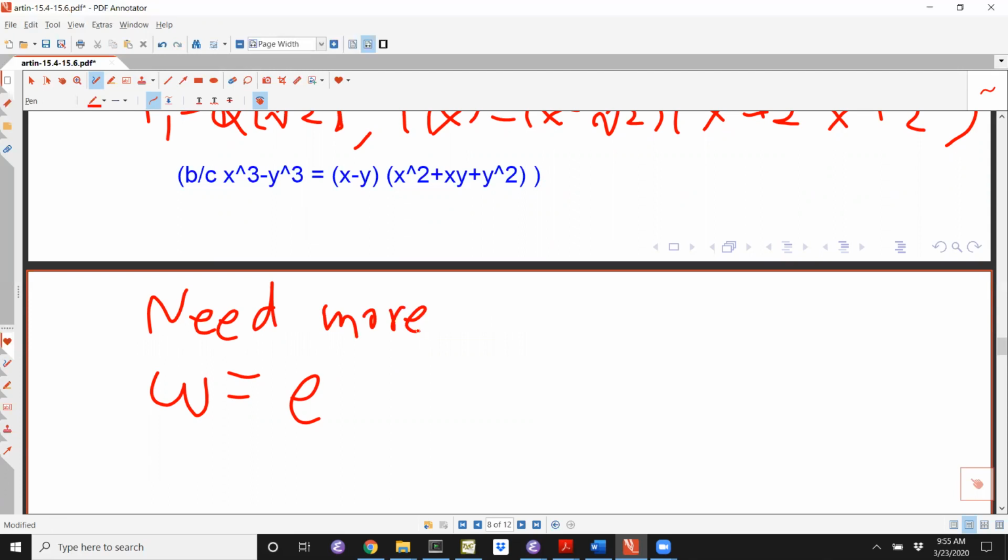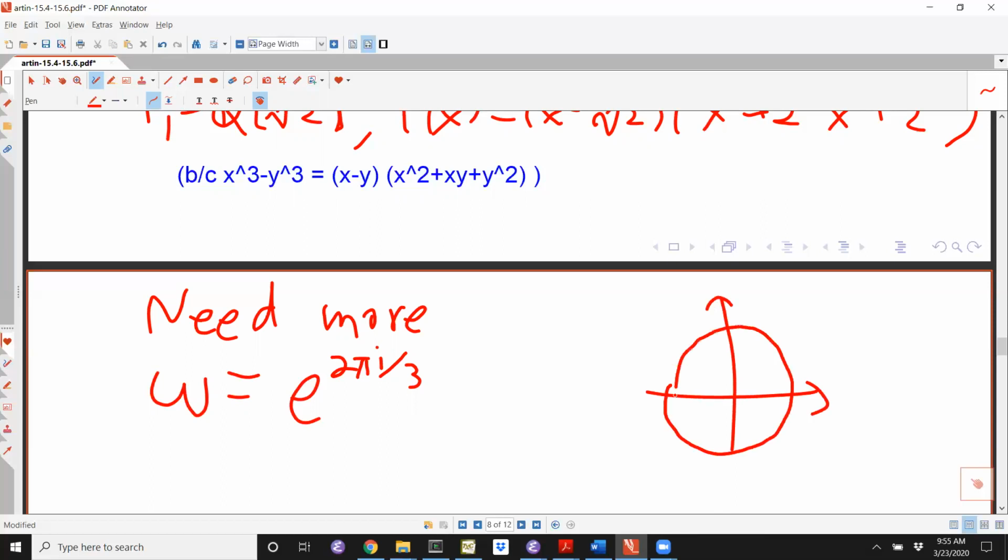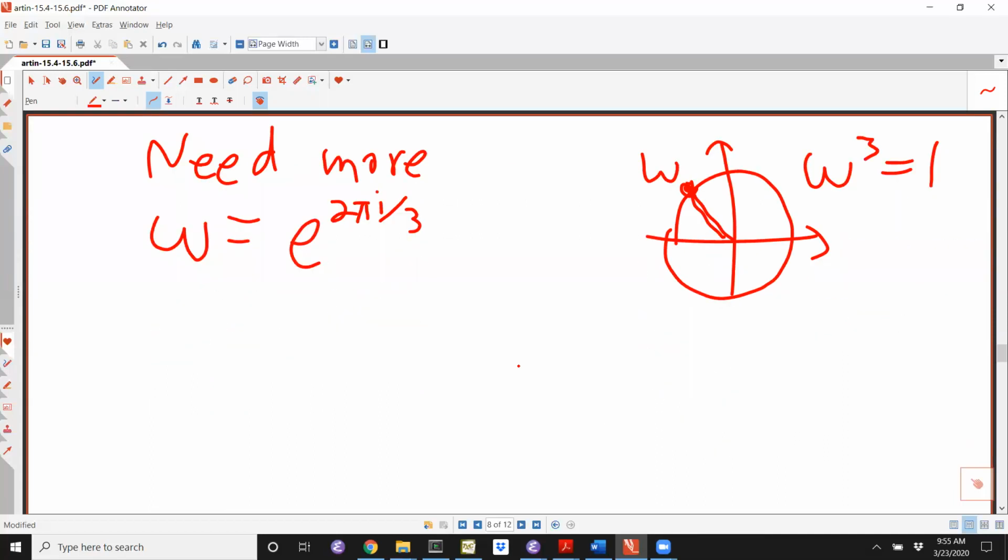So omega equals e to the 2 pi i over 3. What is this thing that I just added here? If you draw the unit circle, then omega is this point over here, 1/3 of the way around the unit circle. And the point of this is that omega cubed is equal to 1. So this is a cube root of unity.